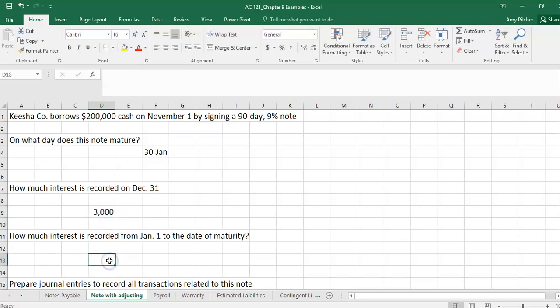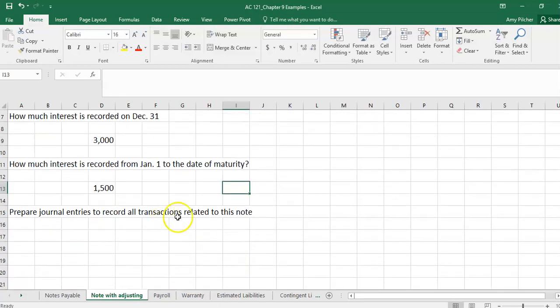Then for the time frame from December 31st to January 30th, when the note is due, we would have additional interest accrued during that time. So 30 days in January, we would take 200,000 times 9% times 30 divided by 360, which is $1,500.